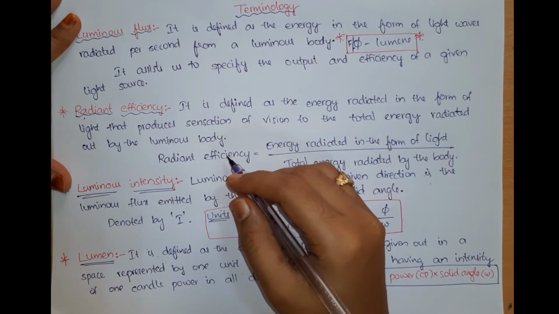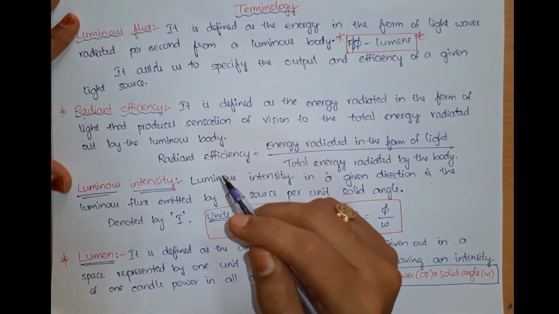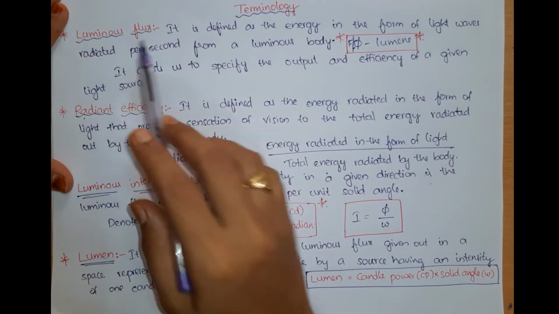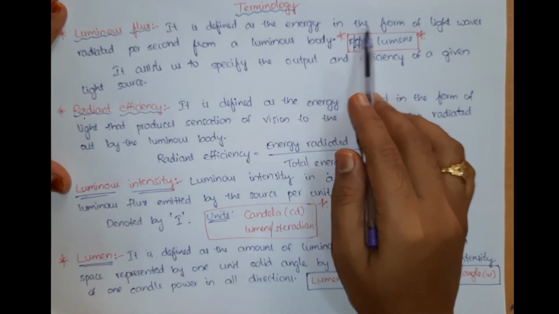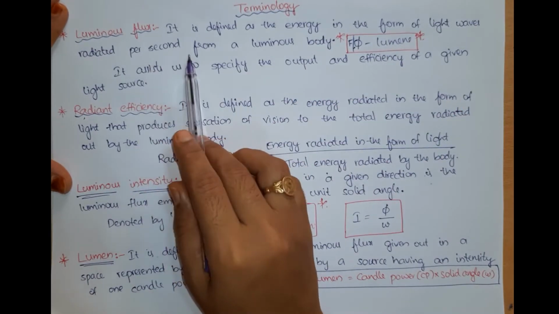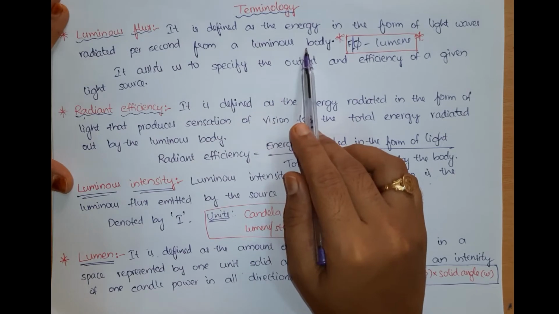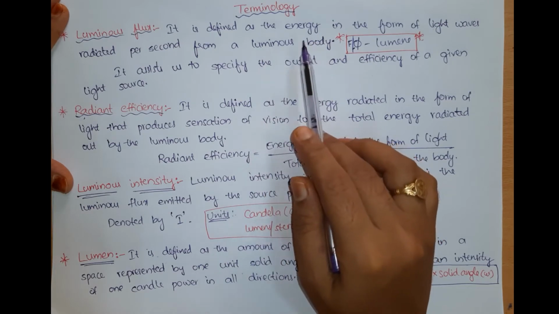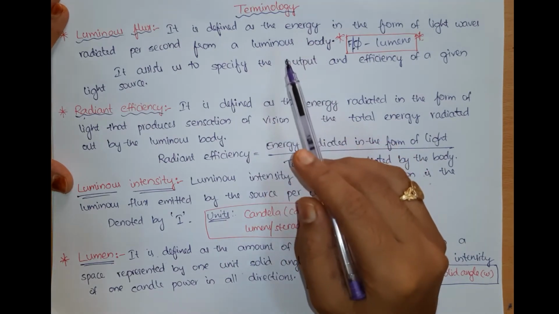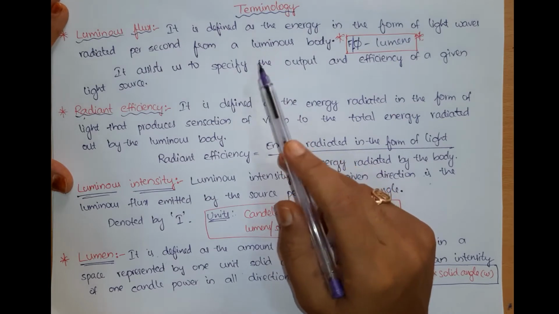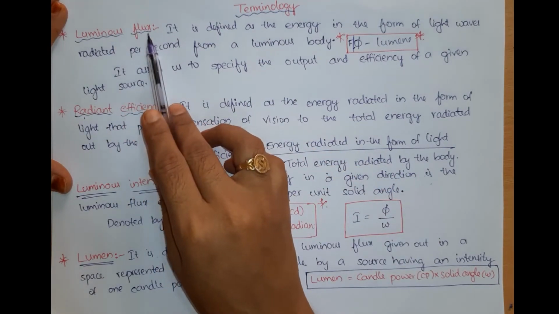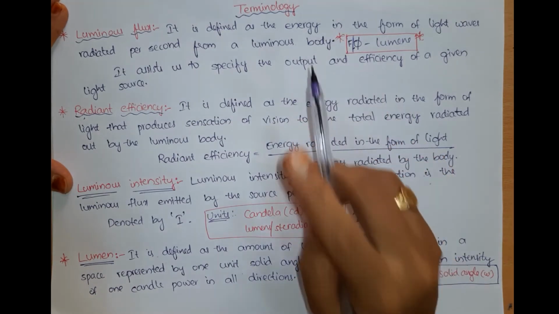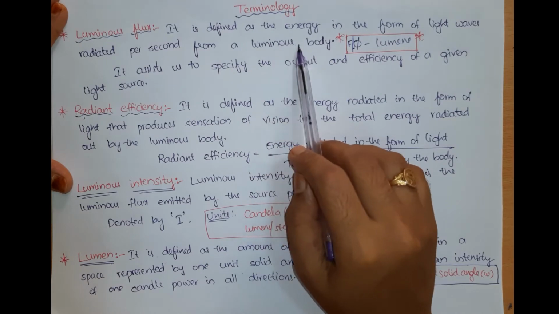Hello everyone. Let us see some more terms that are related to illumination in this lecture. So first one is luminous flux. It is defined as energy in the form of light waves radiated per second from a luminous body. So if you take a luminous body, that means which emits light, how much amount of light energy it is giving out per second, that is called luminous flux. It is nothing but the total quantity of light energy that is emitted per second from a luminous body.